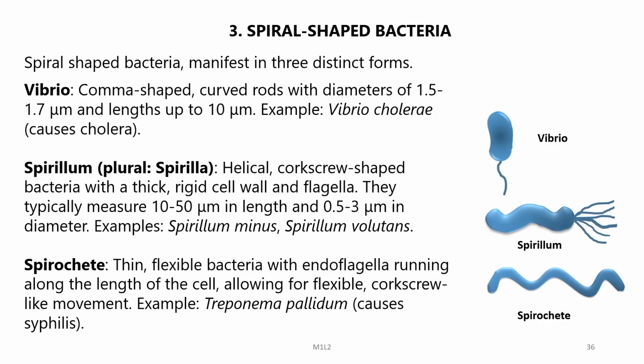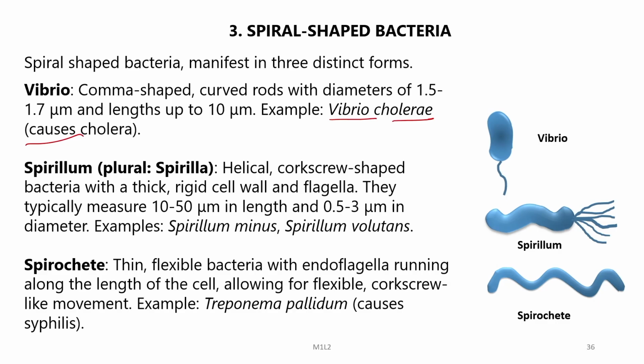Now, let us see the various forms of spiral-shaped bacteria. Spiral-shaped bacteria manifest in 3 different forms. The first one is the Vibrio, then you have Spirillum and Spirochete. Vibrios are basically comma-shaped, curved rods with diameters of around 1.5 to 1.7 microns and length up to 10 microns, and the best example is Vibrio cholerae, which causes cholera.